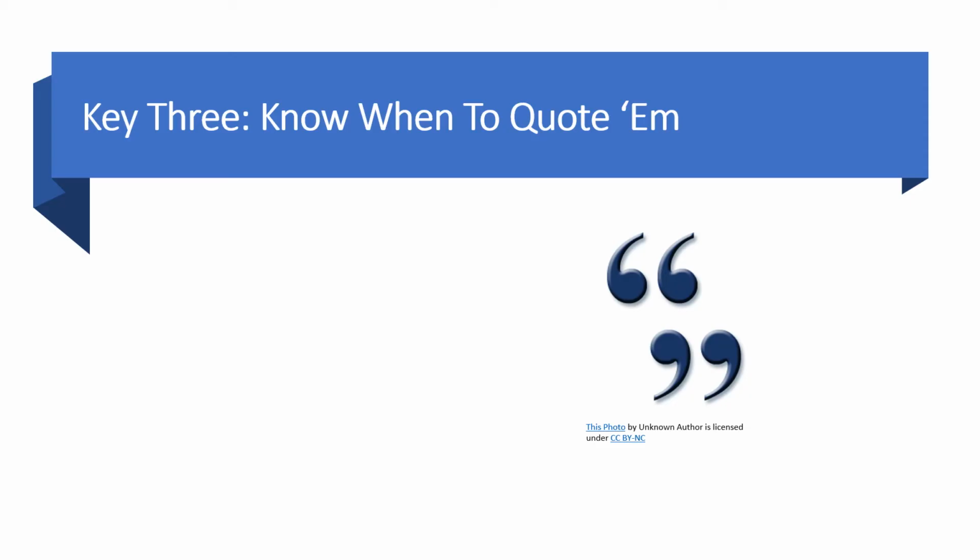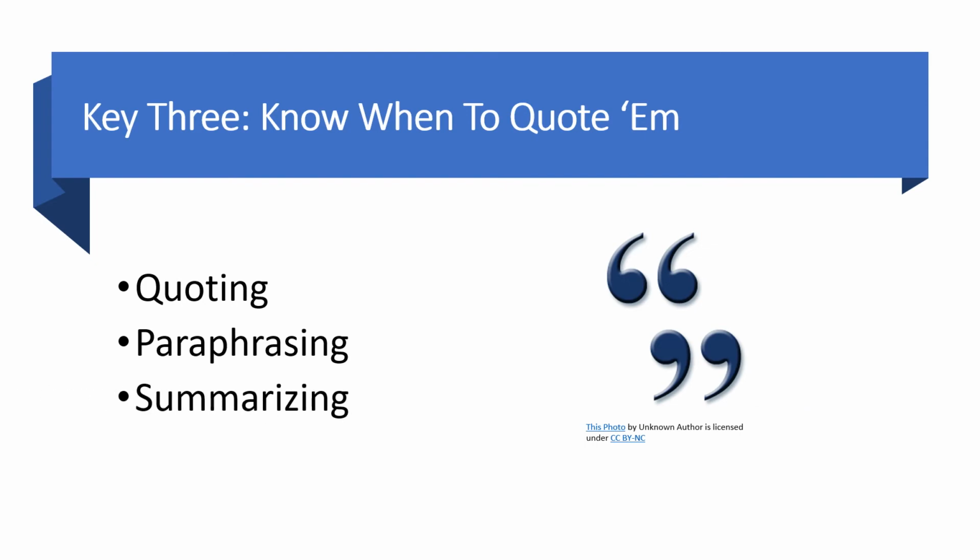Now for the final key of successful research. Know when to quote them. There are 3 ways of using your research in your final paper. Quoting. This is a direct quote from the author that must be contained with quotation marks and cited as such. Paraphrasing. This is when you express the text in your own words. And finally, summarizing, which is a general summary of the text to show your interpretation of its meaning.